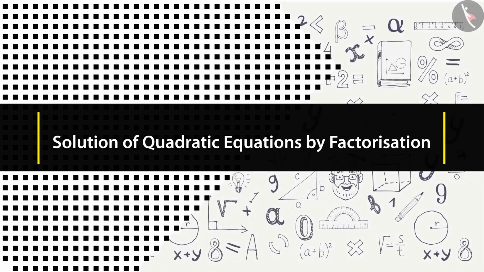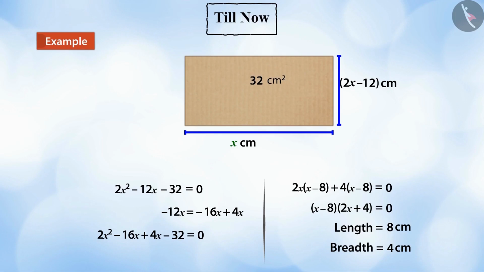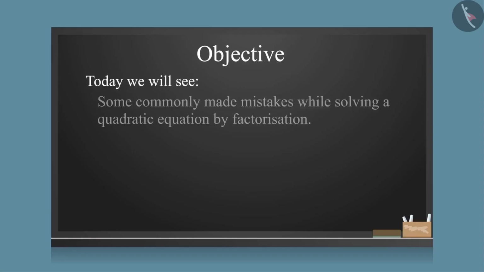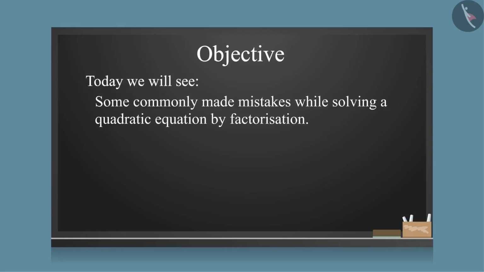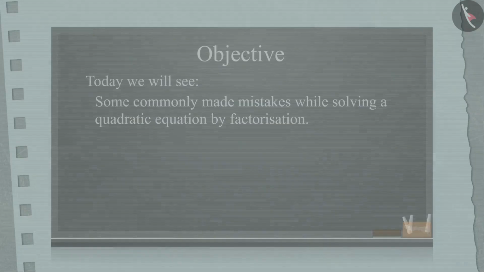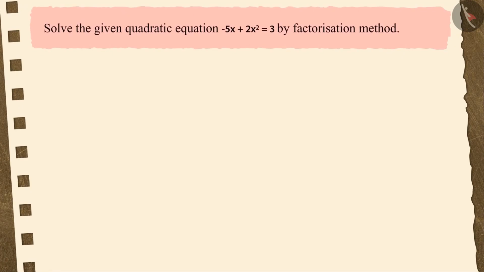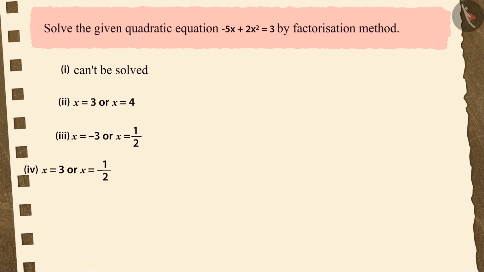Welcome to this video. In the previous video, you saw an example based on solving quadratic equations by factorization. Now we will look at some commonly made mistakes while solving a quadratic equation by factorization. Solve the given quadratic equation minus 5x plus 2x square is equal to 3 by the factorization method. Pause the video and solve this question.